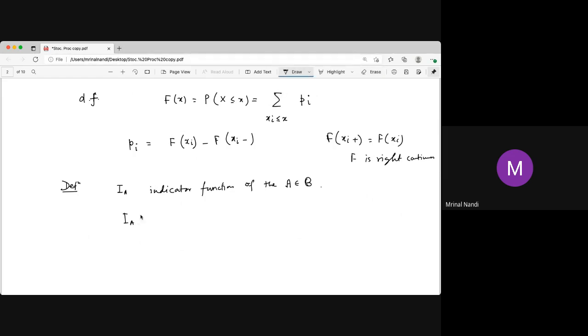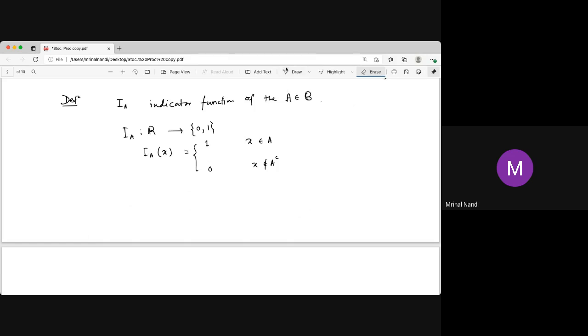I_A is a function from the reals to only 0 or 1. It can take only two values, 0 and 1. So I_A of x is equal to 1 if x belongs to that set, and it is 0 if it does not belong to that set. So the output indicates whether the element is in the set or not. If the output is 0, the input is not in the set. If the output is 1, the input is in the set.